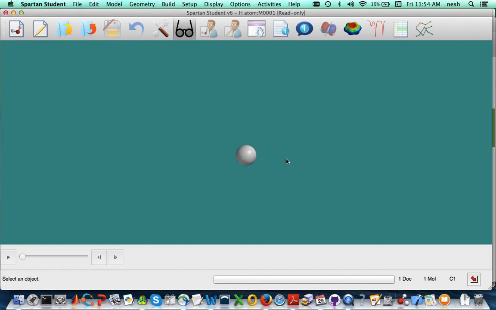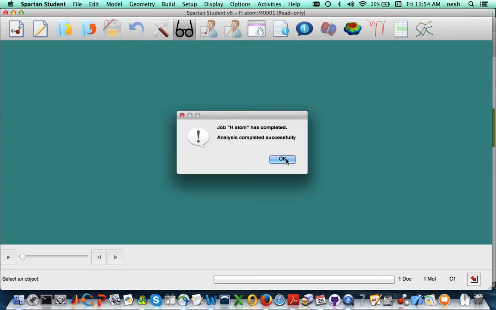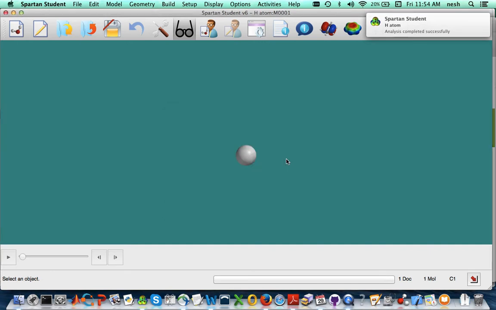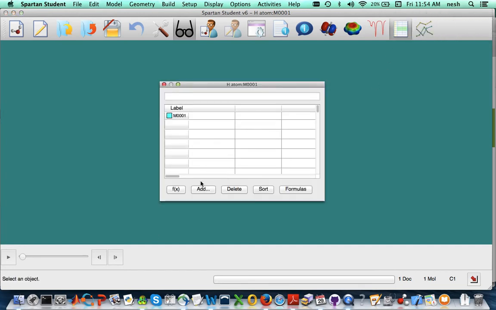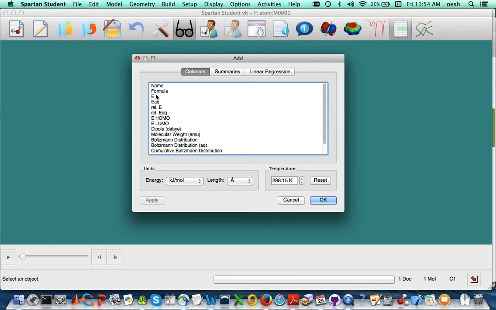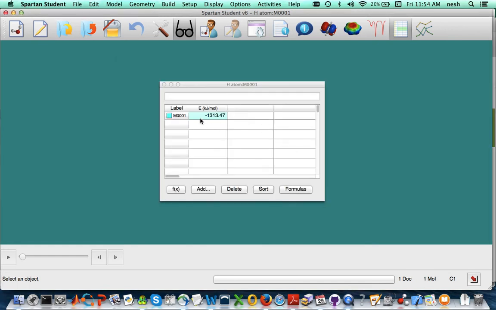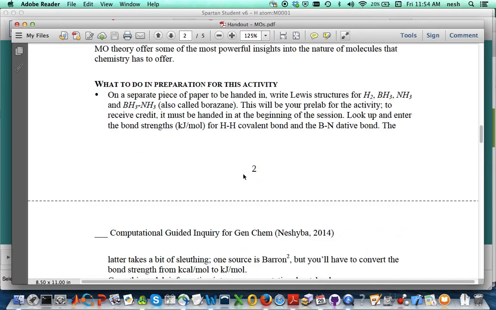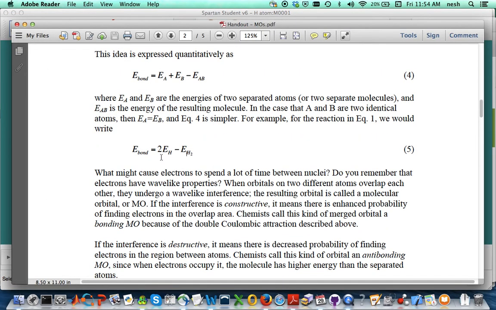And hopefully that'll be done shortly. And as it calculates away, now it's done, so the analysis is completed. And to get the information that we want out of that, I go to this spreadsheet here, and there's an add item here, and what I want is this E for energy. And there it is. That's the number that we want, minus 1313, and it's in kilojoules per mole. So that is the first number that appears here in equation 5. Of course, we'll want to multiply that by 2 because we have two hydrogen atoms.